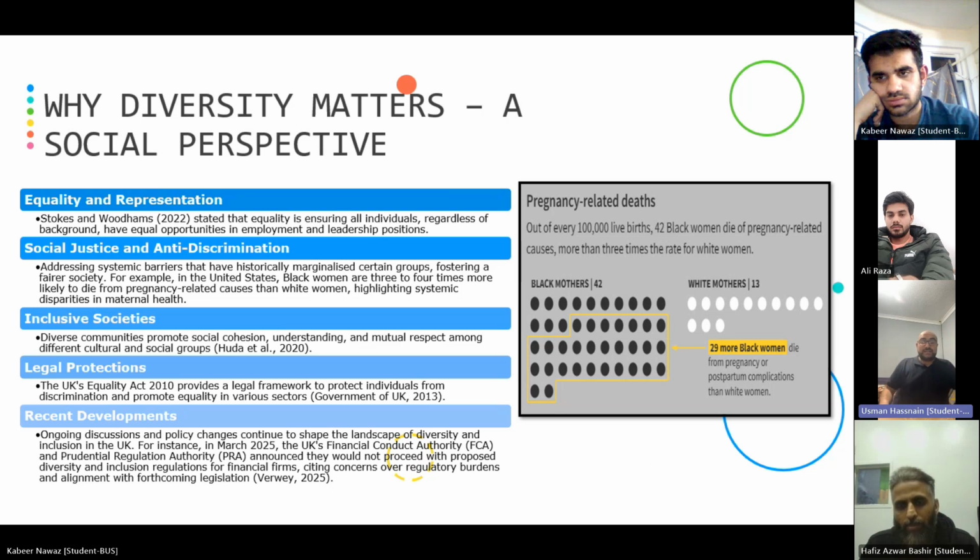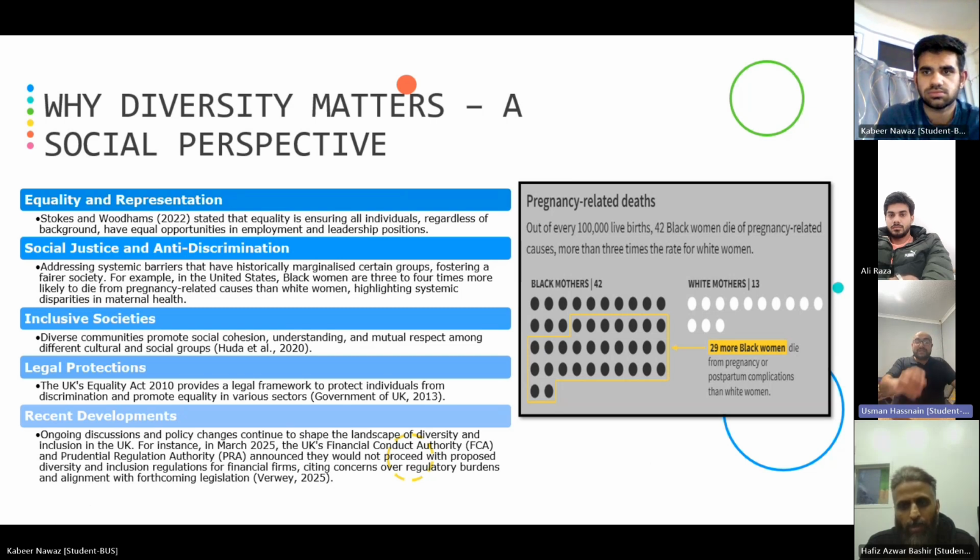Legal perception also plays an important role. Like in the UK, the Equality Act 2010 provides a legal framework to protect individuals from discrimination and promote equality, not only in the public and private sector, but in every sphere of life. Finally, recent developments show that diversity and inclusion are evolving areas. Regulatory authorities continue to discuss how policies can better support DEI while balancing concerns about compliance and implementation.